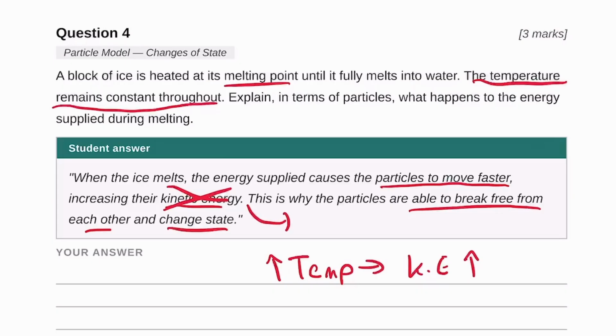Remember, the internal energy of any substance is made of potential energy and kinetic energy. Therefore, when you supply heat to something, you can increase either the kinetic energy or the potential energy. When you're undergoing a phase change, you input heat to increase the potential energy and not the kinetic energy. And that's why the temperature remains constant. So to answer this question, you only need to make a small tweak: say that the energy supplied doesn't cause the particles to move faster or increase their kinetic energy. It actually increases the particles' potential energy, and that gives them the energy to break free and change state. So it seems really sensible the way the student has written this down, but actually it's not quite correct.